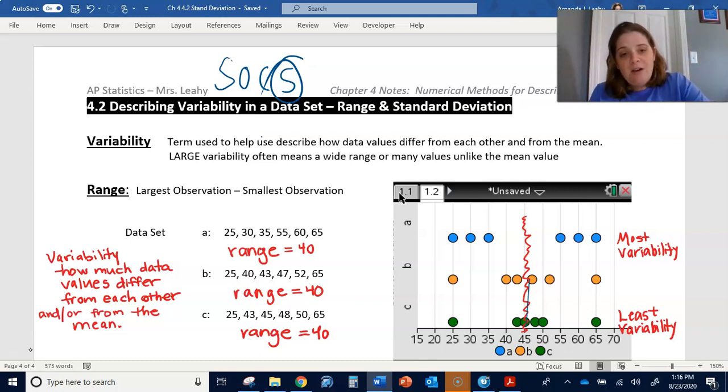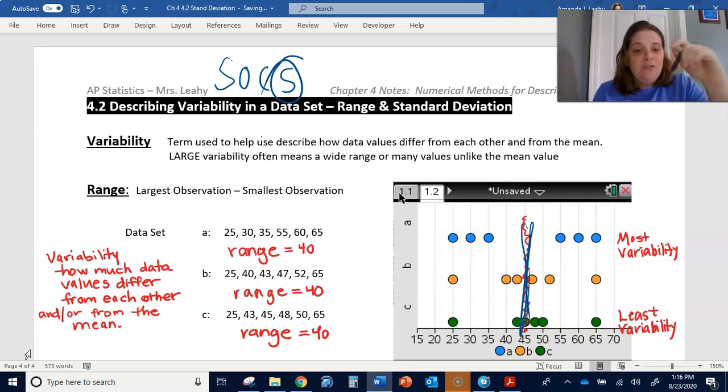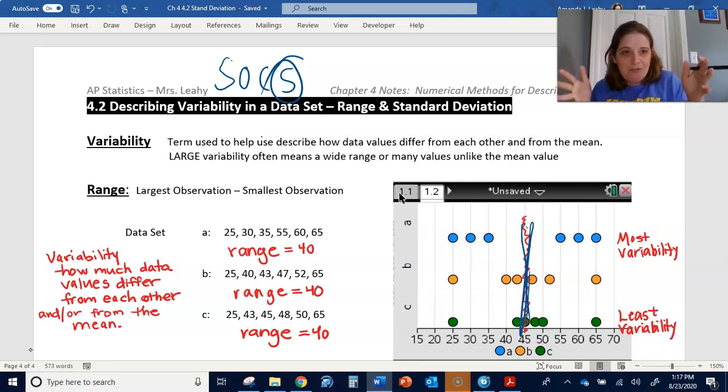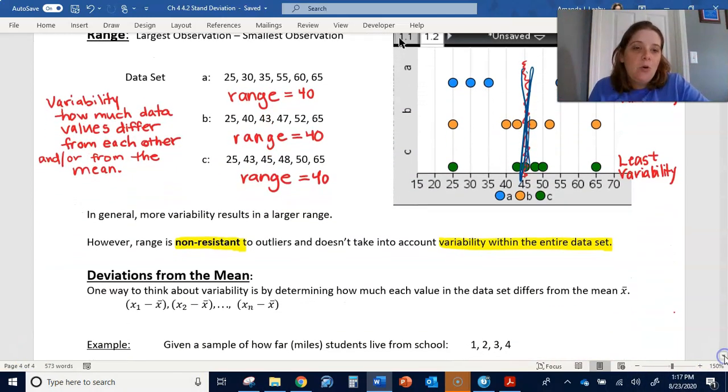What I notice here is that these all have an average somewhere in the 45 range. And if you look, the green set down here, set C, has the least variability of all of them. Even though they all have the same range, the values in this data set seem, on average, to be closer to each other and also closer to the mean. The one at the top is, on average, more different from each other and more different from the mean itself. So variability is how much the data values differ from each other and also from the mean. Low variability versus high variability. We want to be able to quantify that.